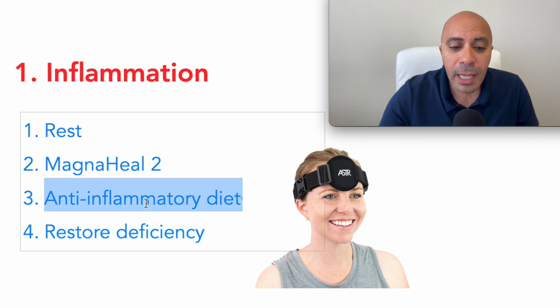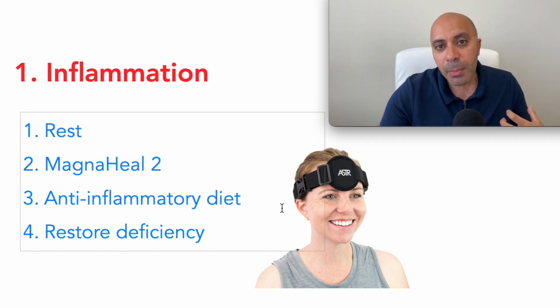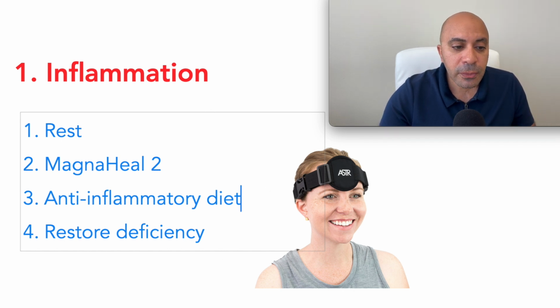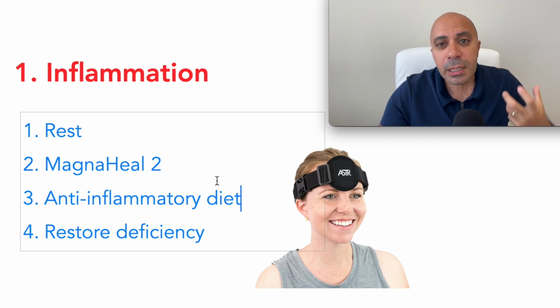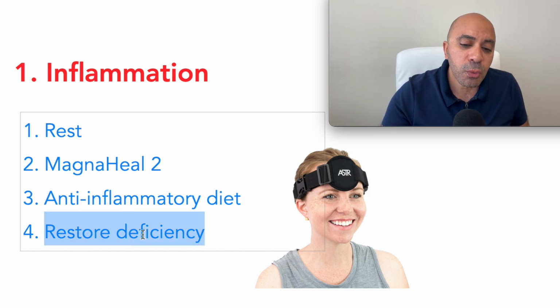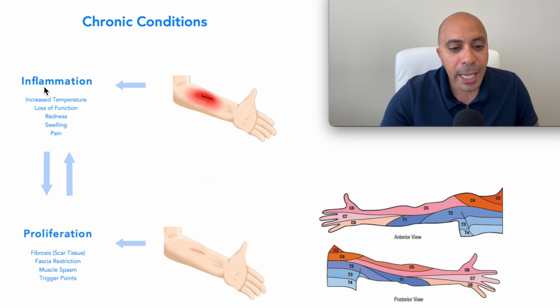At the same time, I like to put my patients on an anti-inflammatory diet, because there's certain food that causes internal inflammation in the body that will interfere with the normal healing. So to really address inflammation properly, I'd like to use the MagnaHeal to decrease localized inflammation, start an anti-inflammatory diet, and do proper evaluation for vitamins, minerals, and hormonal imbalance to make sure internally the body is in a good state for healing. So to address the proper problem, we have to break that vicious cycle by addressing the inflammation.